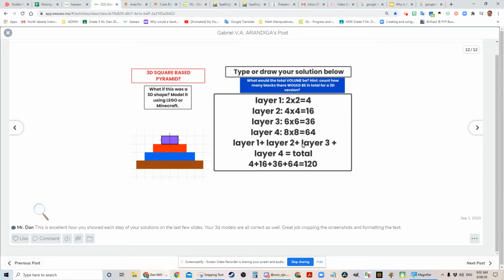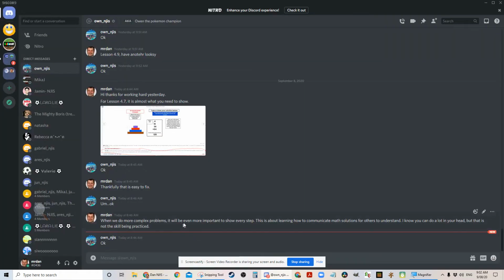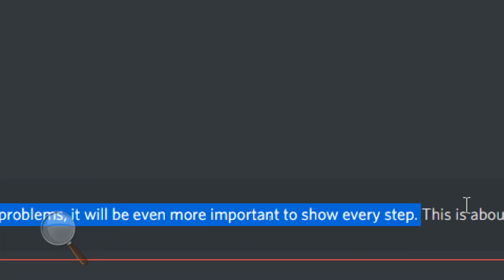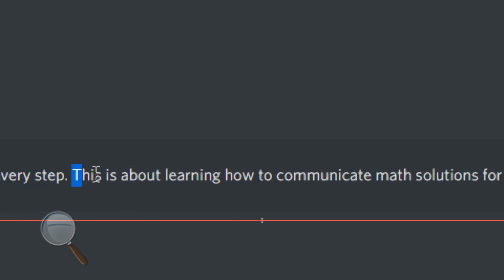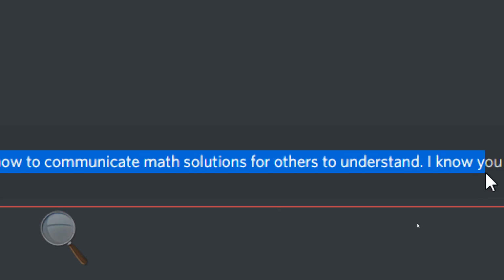And then in his final step here, he added up all the different layers, and he has the totals that are here adding up to equal this number. So that's the kind of communication we're looking for. And this is what I finished saying to our friend Owen. I said, yeah, so when we do more complex problems later in the year, it'll be even more important to show every step. And then I said, this is about learning how to communicate math solutions for others to understand.